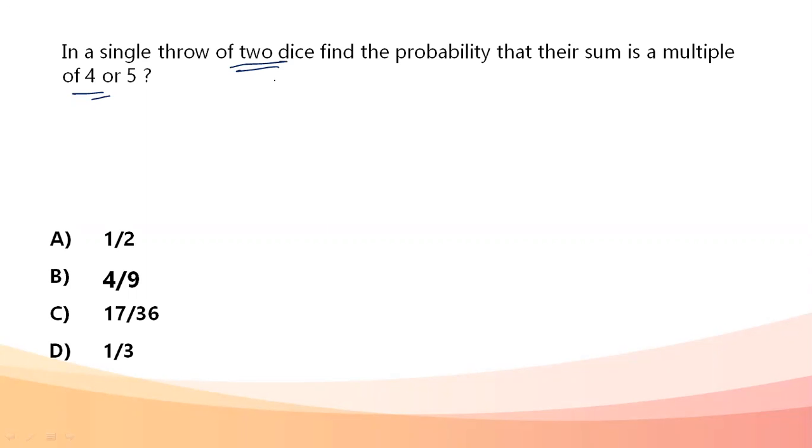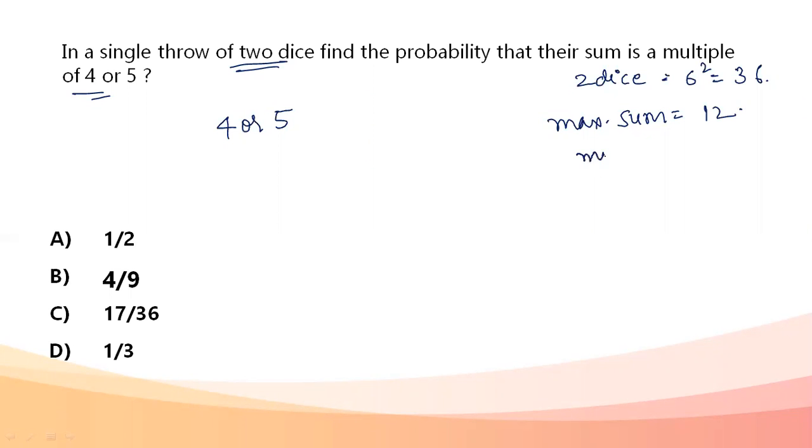Okay, so possible sums for being multiples of 4 or 5: either it has to be a 4 or 5 multiple. And I know if it is two dice, total possible outcomes are 6 squared, that is 36. The maximum sum that can be obtained here is going to be 6 plus 6, that is I'm going to get 6 on both the dice. Maximum sum is going to be 12. Minimum sum that I can get will be equal to 2, that is 1 on both the dice.